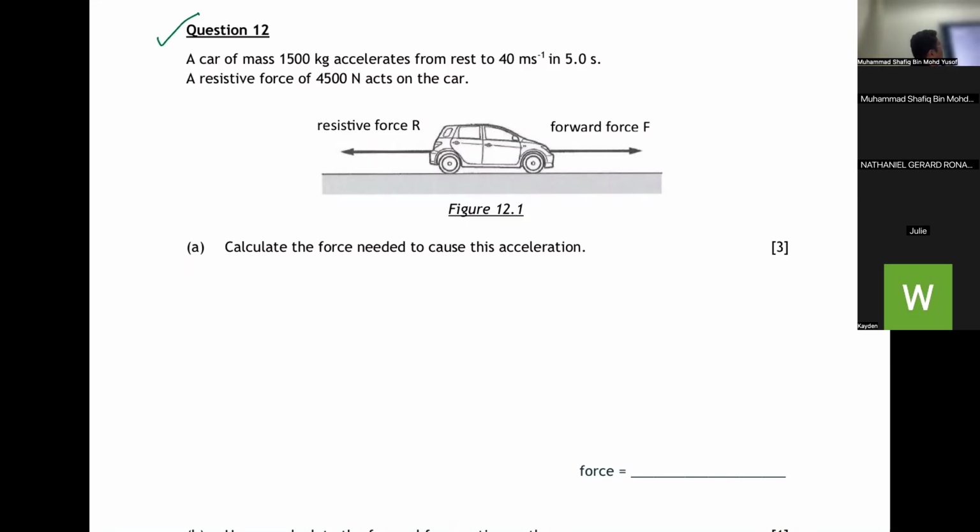Wait, let me see. No, it's the resultant force they're talking about. Yeah.